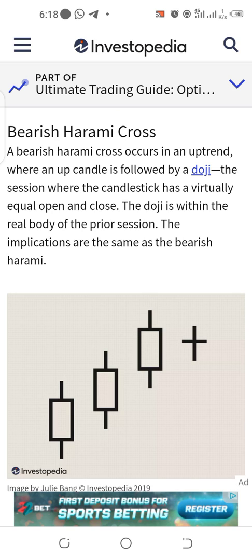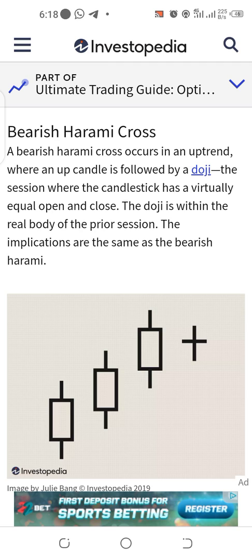The doji must be within the real body of the previous candlestick. You see what it says there? It must be within the real body of the previous session, meaning the previous candlestick. If you check this one, the cross is forming at the real body of the last candlestick. The implication is the same as the bearish harami. So the bearish harami and bearish harami cross have the same function in an uptrend, and the doji presents indecision in the market as well. In an uptrend, the next candlestick has no real body; the closing and opening prices are almost the same.